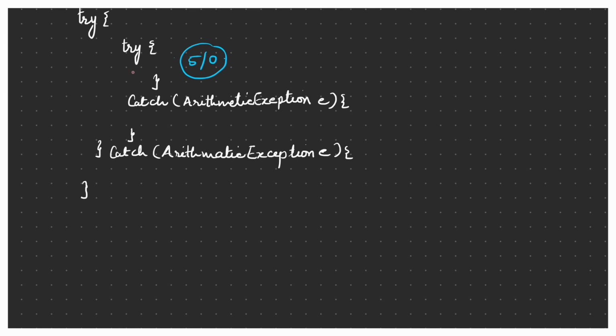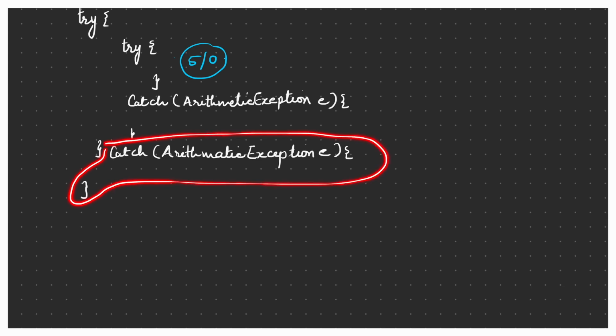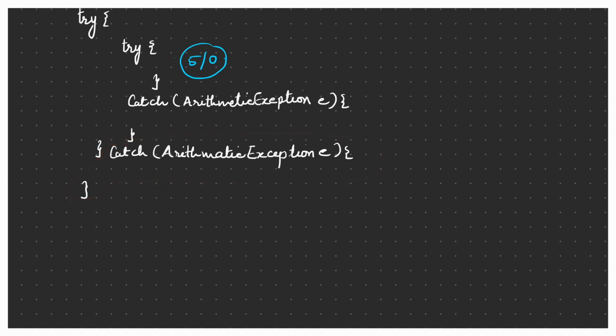Now when the exception has been handled by this inner catch block, the exception has already been handled, so there is no sense in executing the outer catch block. This means that if there are nested try catch blocks and the exception has been handled by the inner catch block, the outer catch block will not get executed.